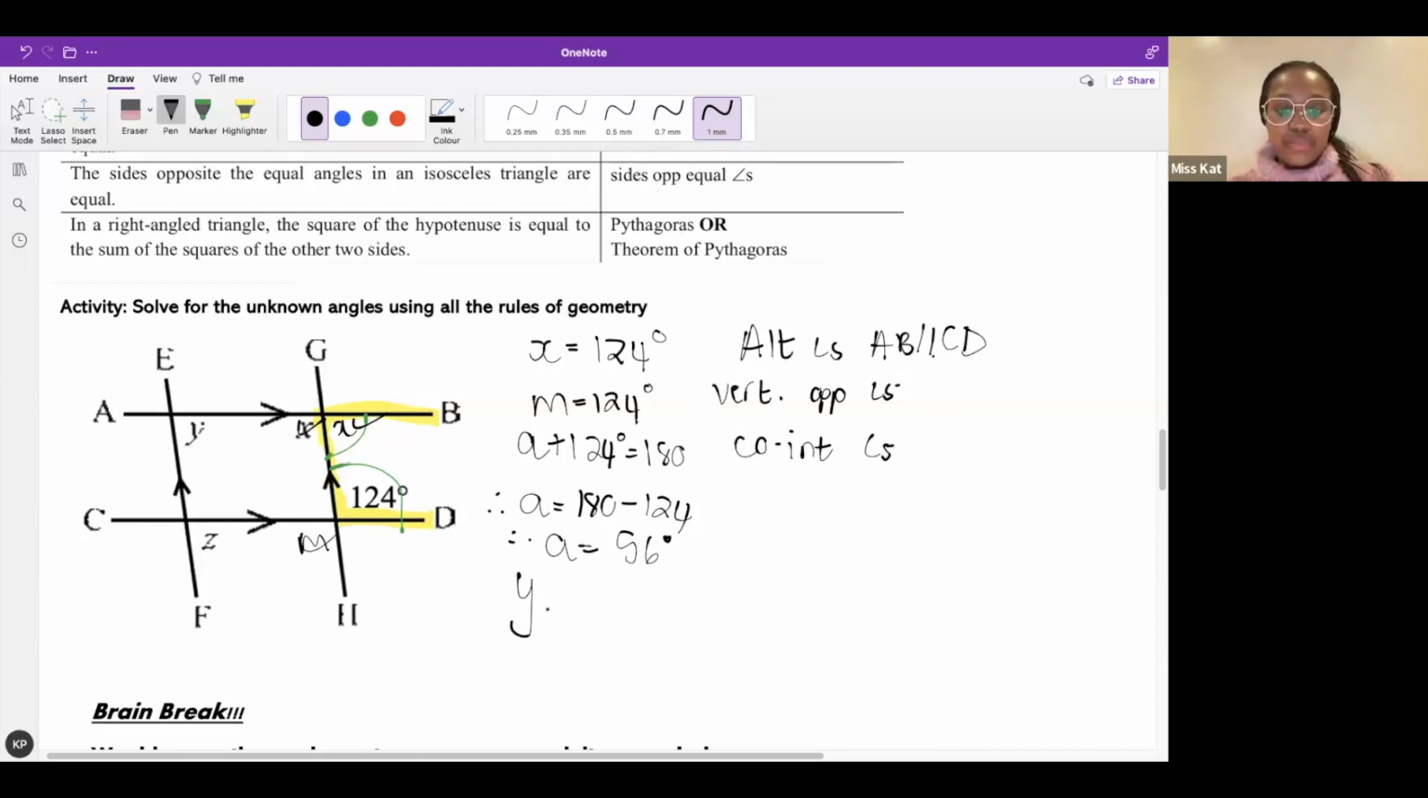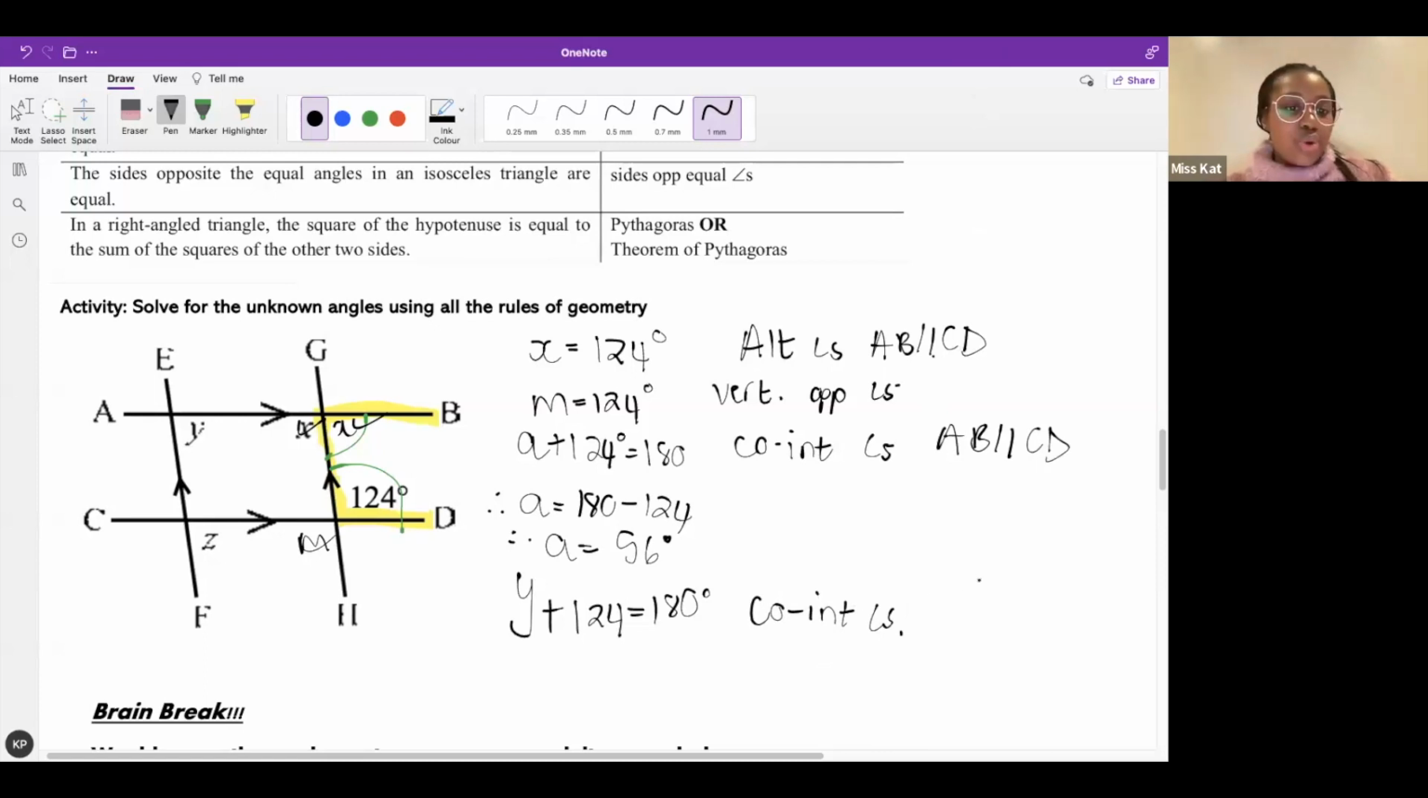Y plus our X, which we say is 124, will give you 180 degrees. Okay, and this is because they are co-interior angles. Those people who are struggling with co-interior, I hope you can see. Also, I haven't been writing my parallel lines. Guys, this was AB parallel to CD. It's because I'm looking at your faces while writing.